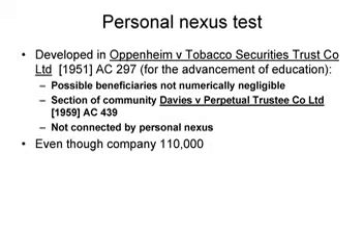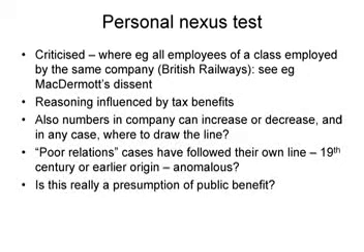So you can see that even if the number of beneficiaries is potentially very large, the trust will still fail as a charity if the beneficiaries, or those to benefit rather, are connected by any kind of personal nexus. Now it has to be said that the Oppenheim test has been fairly heavily criticised, and indeed there was quite a powerful dissent by Lord MacDermott in the case itself.